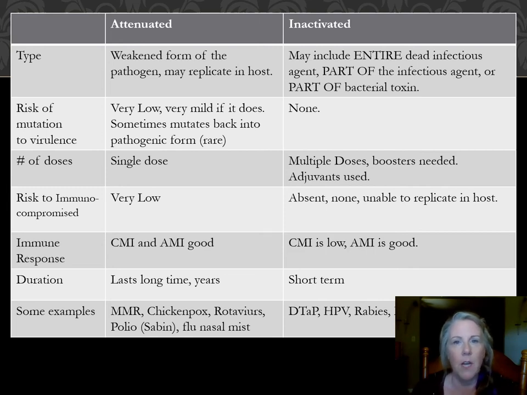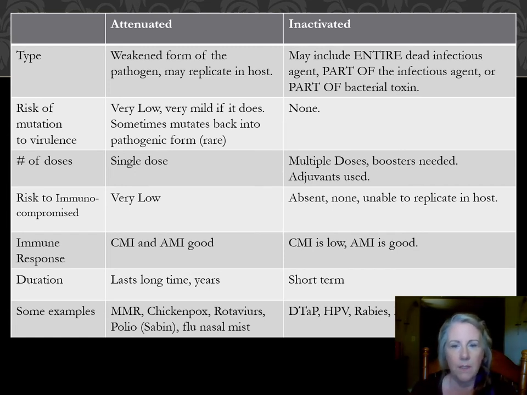Okay, risk to immunocompromised. The risk to immunocompromised individuals is really absent. There is no risk because absolutely not. If you're looking at a dead or killed infectious agent or a part of one, they cannot replicate. They absolutely cannot replicate. So there is no risk, right? It's not low. There is no risk whatsoever.